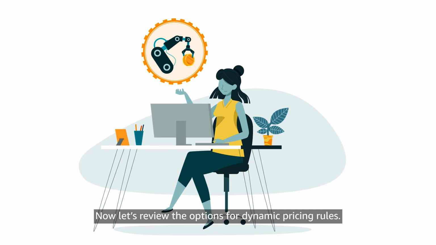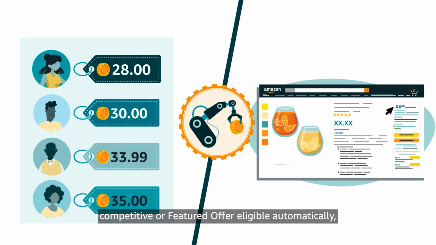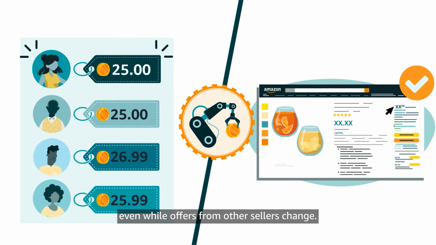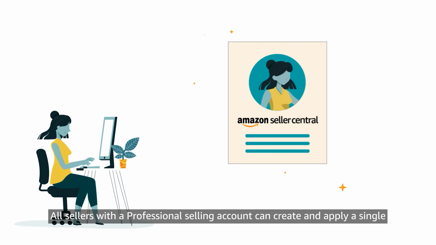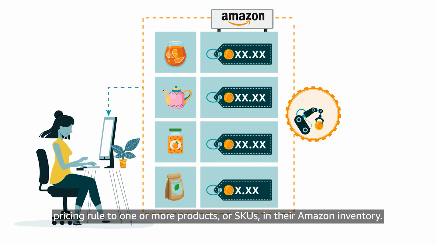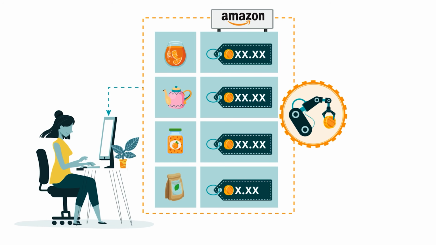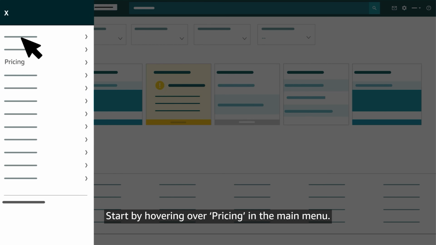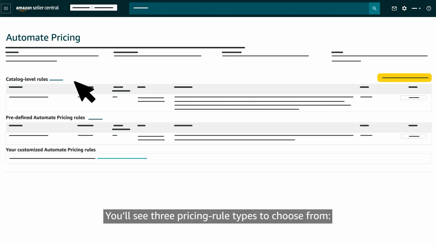Now let's review the options for dynamic pricing rules. These are good options if you want to keep your prices competitive or featured offer eligible automatically, even while offers from other sellers change. All sellers with a professional selling account can create and apply a single pricing rule to one or more products or SKUs in their Amazon inventory. Start by hovering over Pricing in the main menu, then click Automate Pricing. You'll see 3 pricing rule types to choose from: catalog level, predefined, and customized.